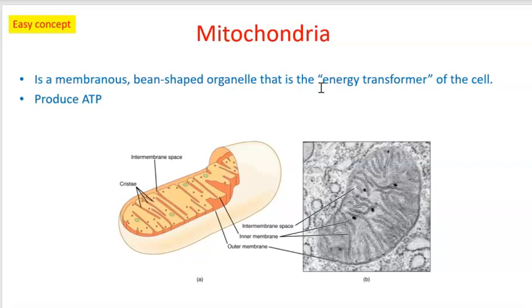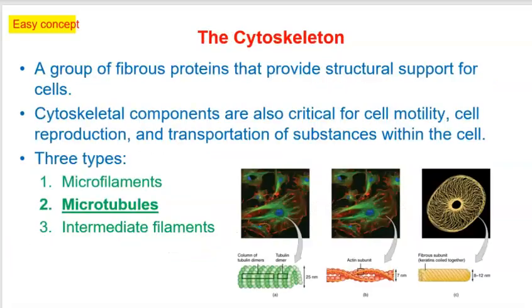So they're transforming the energy, so to speak, because you can't really transform energy. You can just transfer it from one molecule to another. And so they're taking the energy from all of the types of nutrients that you eat and using those nutrients to make ATP. The cytoskeleton we're going to do quickly.